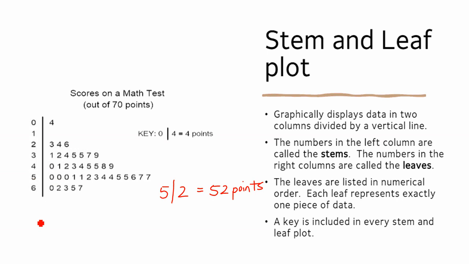So in other words, here I see 0, 0, 0. I see that 0 repeating 3 times. That means I had 3 students who got a 5, 0, put together, 50 points on their test, all right? One other thing that I want you to notice is that the leaves are all listed in numerical order. So when I have a lot of people who scored in the 50s, between 50 and 59, they're all listed in order. So like 0, 0, 0, 1, 1, 2, 3, 4, and so on and so forth. So those are all listed in numerical order.